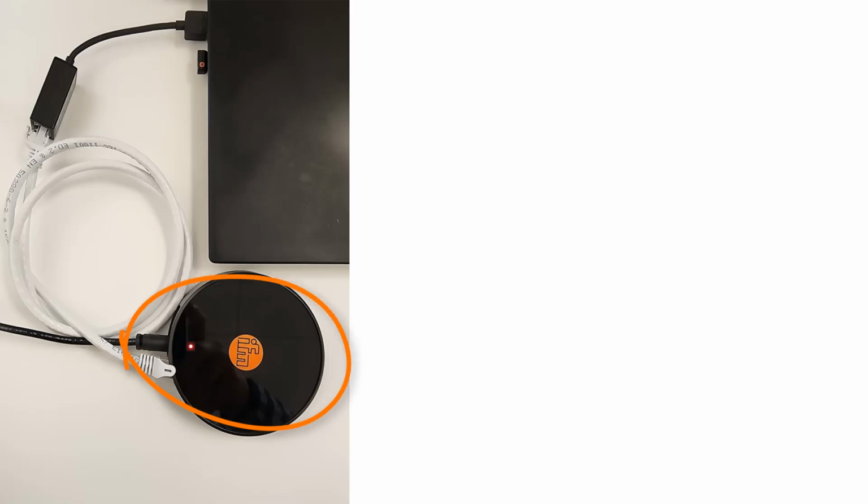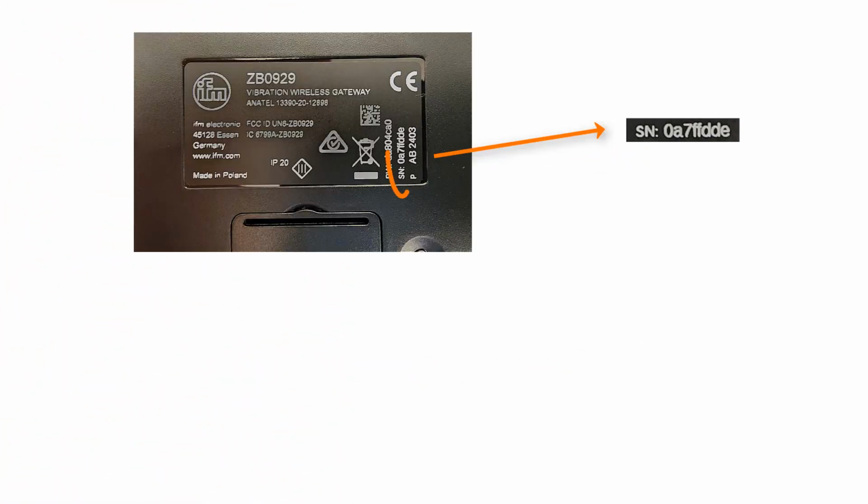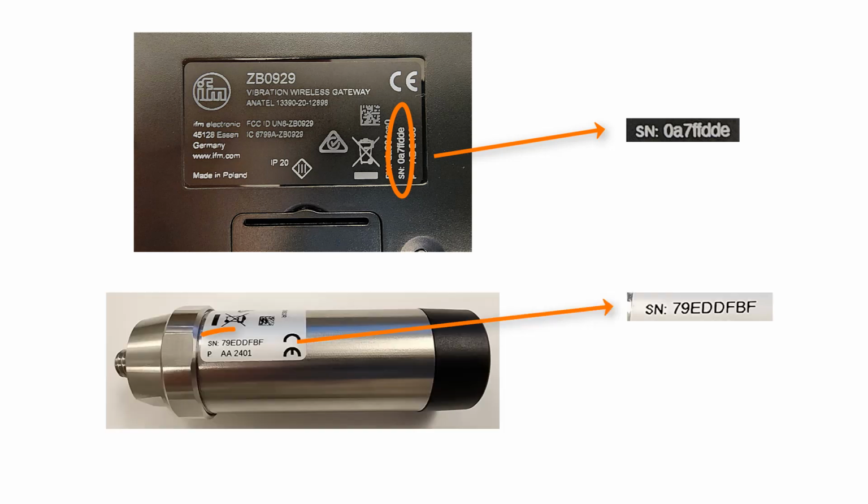Just to quickly review, we have a ZB0929 gateway, and I have that connected directly up to a USB network adapter on my PC. So just a quick overview there. And what we're going to do next is review the serial number location. On the bottom of the ZB, we'll find its serial number. And then on the side of the VWV, we'll find the serial number specific to that sensor. And we'll see how these are called out next in the commands.